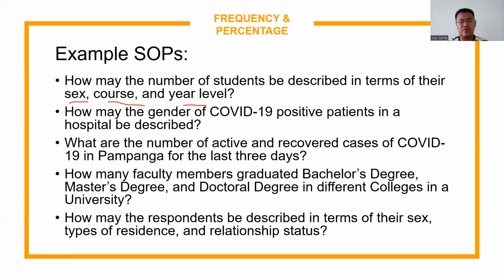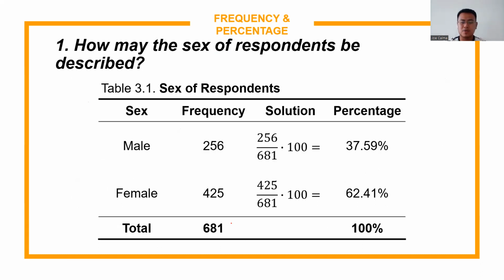Another, how may the gender of COVID-19 positive patients in a hospital be described? So gender is a categorical variable. Okay? And the rest also are different categorical variables. So we will use frequency and or percentage. Okay? Actual example. Ito naman, meron silang result, statistical table. Diba? This is an example of a statistical table kapag gumamit tayo ng frequency and or percentage. So for example, having the sex of respondents, we describe.